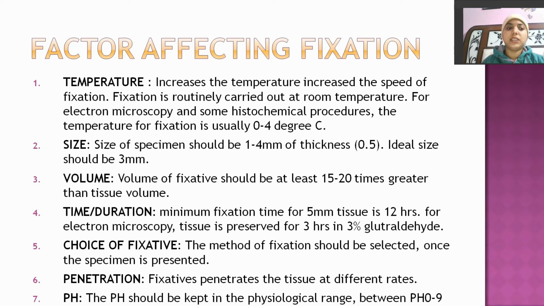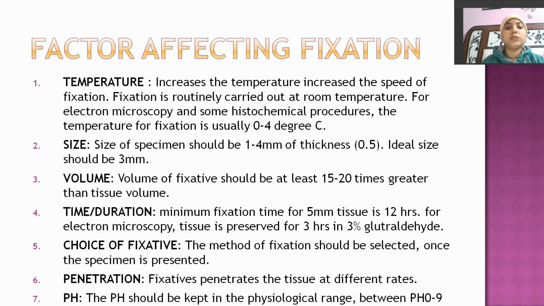The first one is temperature, then size, then volume, then time and duration of fixation, then choice of fixative, and then penetration and the pH of the fixation solution. An increase in temperature increases the speed of fixation. Fixation is routinely carried out at room temperature, and for electron microscopy and some histochemical procedures the temperature for fixation is usually 0 to 4 degrees Celsius.